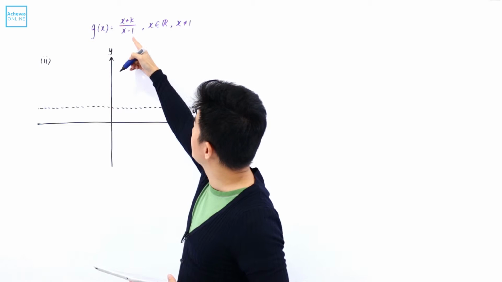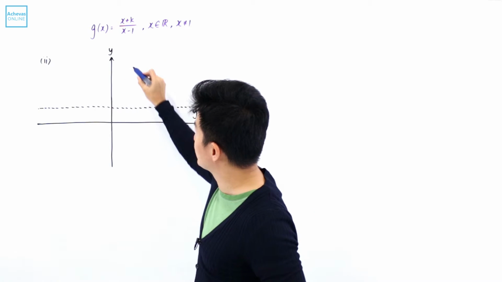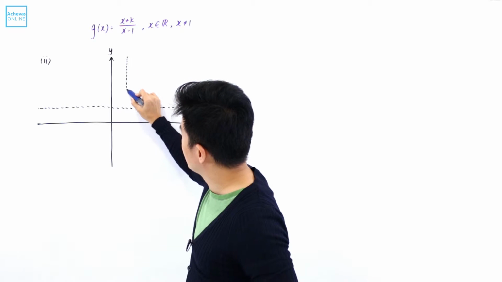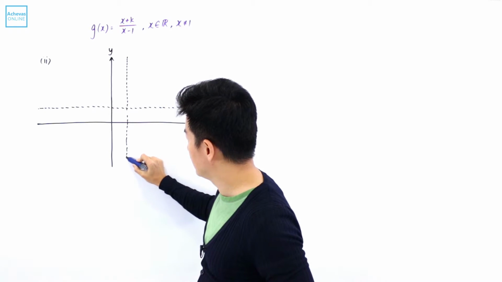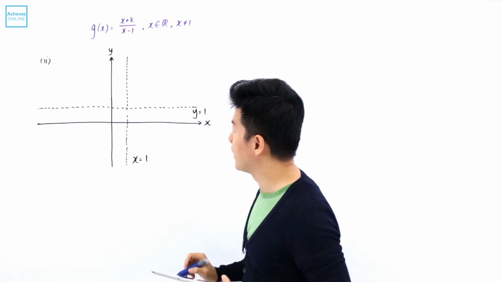And it has a vertical asymptote. In fact, it is already spelled out in the domain. That vertical asymptote is x equals 1. So it is somewhere here. This is when x is equal to 1.